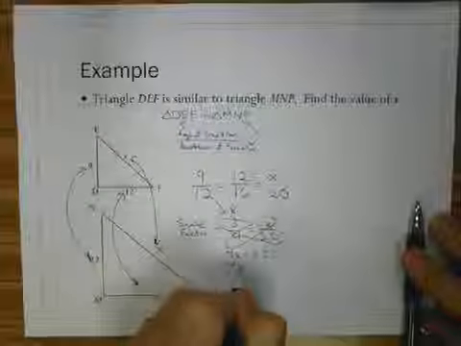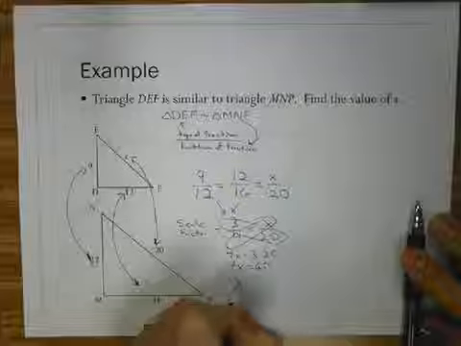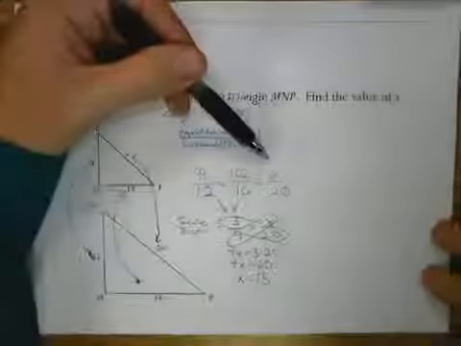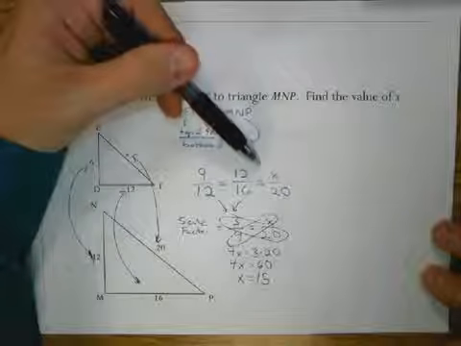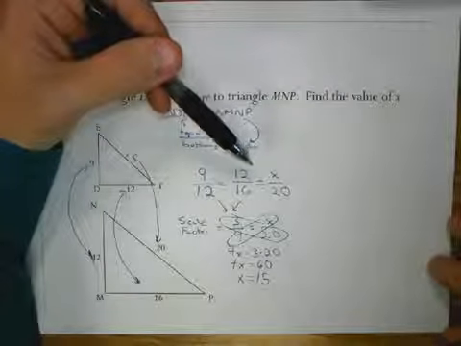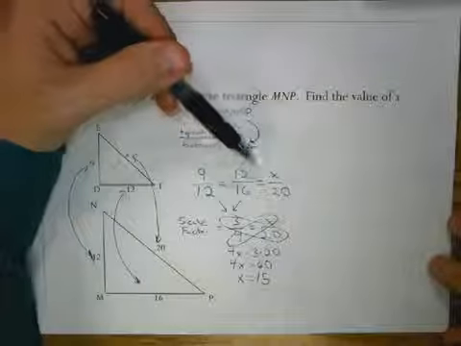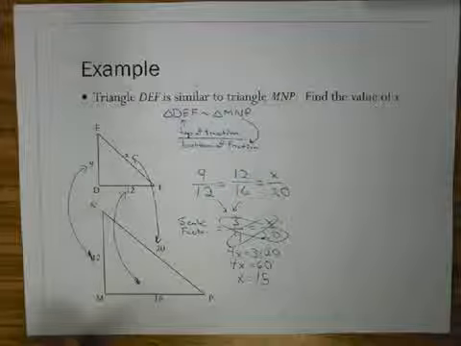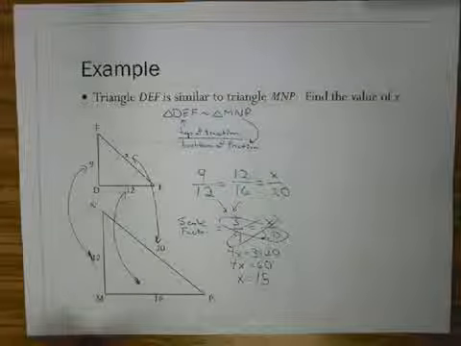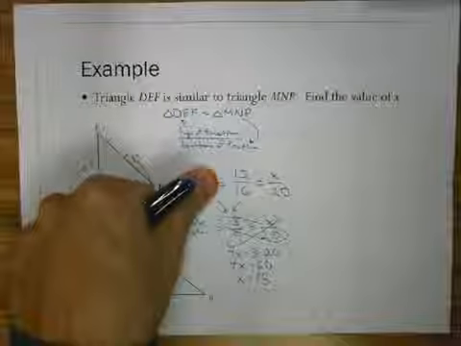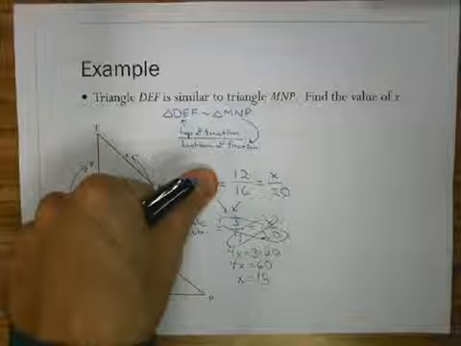So 3/4 equals x over 20. I can do cross product. I get 4x equals 3 times 20. 4x equals 60, so x equals 15. Now if I put a 15 back up in here, that would mean I would have 15 over 20, which does reduce to 3/4, our scale factor. So it's finding that value that would fit into the proportion.